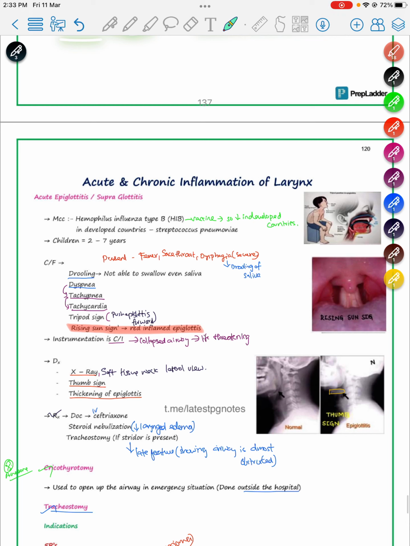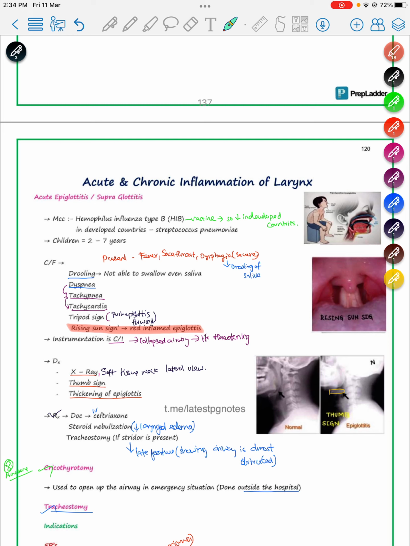Okay, then we go into acute and chronic inflammation of the larynx. First is acute epiglottitis. It is caused by Haemophilus influenzae B. It is not highly recurrent in developed countries, but in developing countries the vaccine is still not widely available as it is highly costly, so it will still be there.